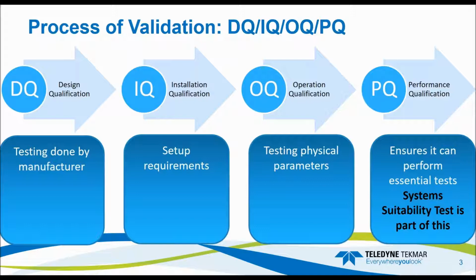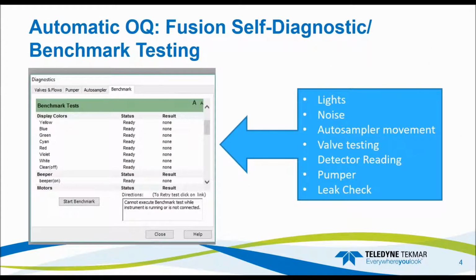And then we move to the PQ, which is the performance qualification section. It ensures that the instrument can perform all the essential tests it needs. This should be done periodically. It depends on your SOP, but at least once a year or something like that, to make sure that your instrument is still running like it's supposed to be. And the system suitability test, or USP 643, is part of the PQ process. So that's how it fits in there.